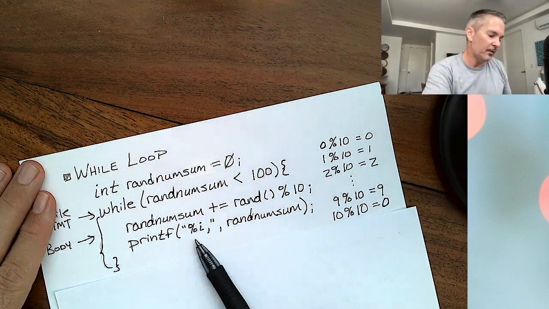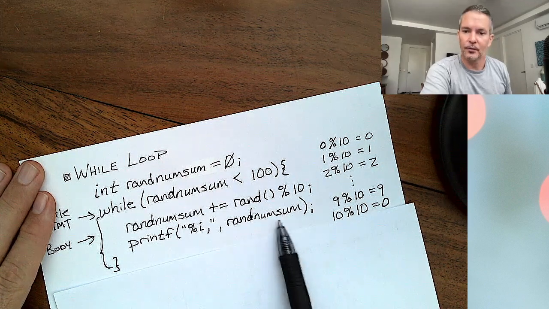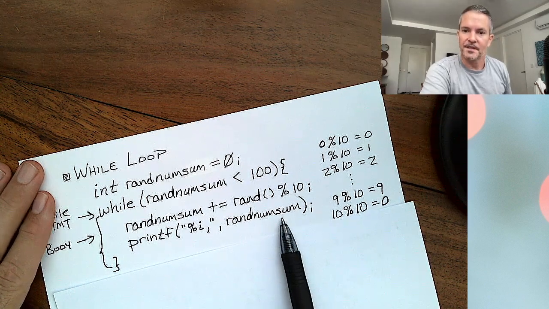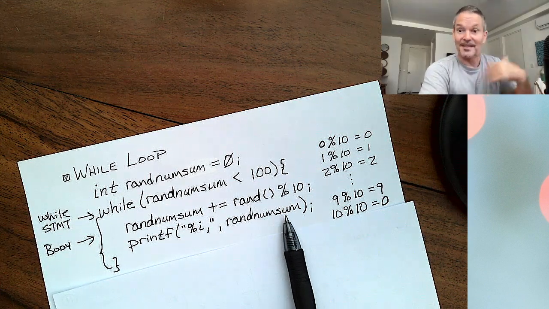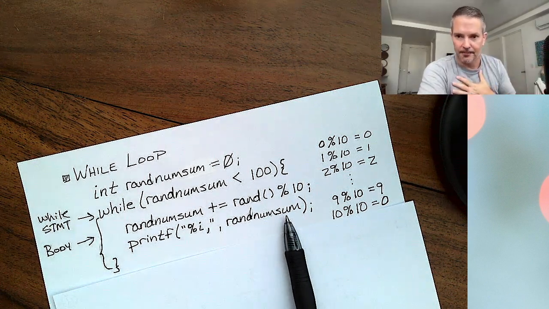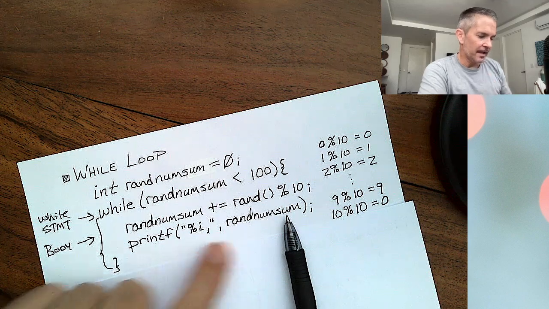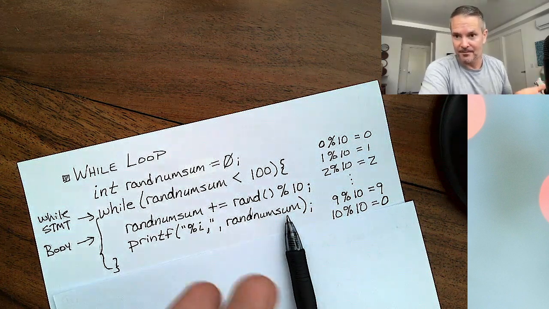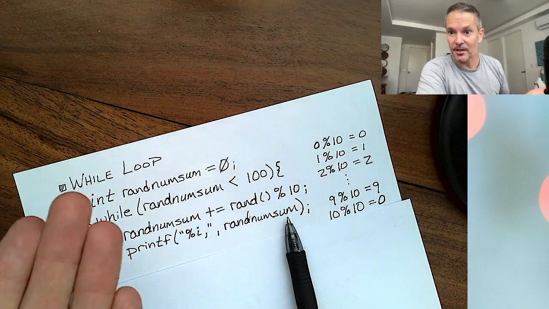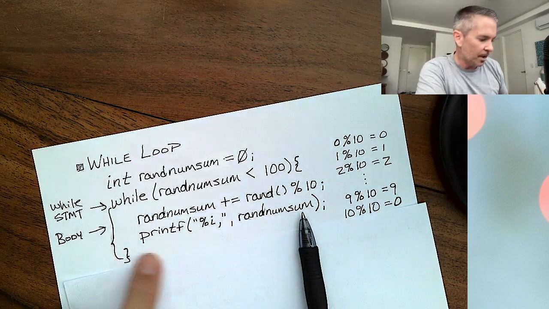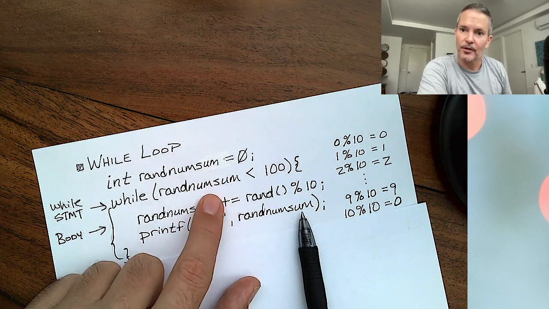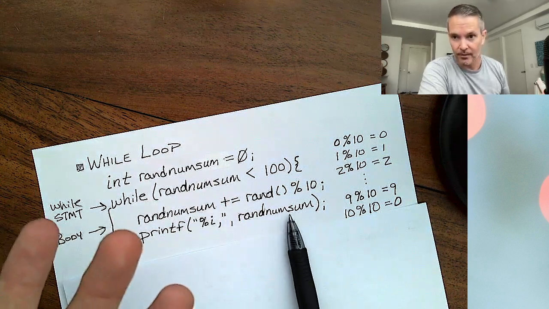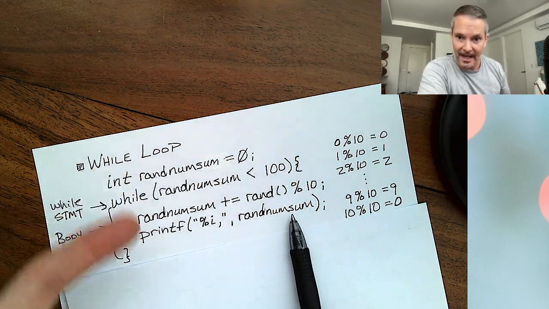Now, if I print out random number sum, we would see that it had increased by some value between 0 and 9. It can't be greater than 9. 9 is the biggest number it could have possibly increased by. So then I'll come back and recheck whether random number sum is less than 100. It will be less than 100. That's guaranteed. So we're going to execute again.